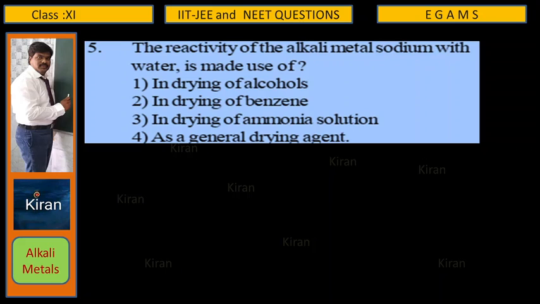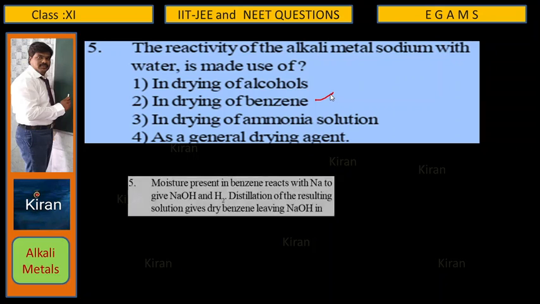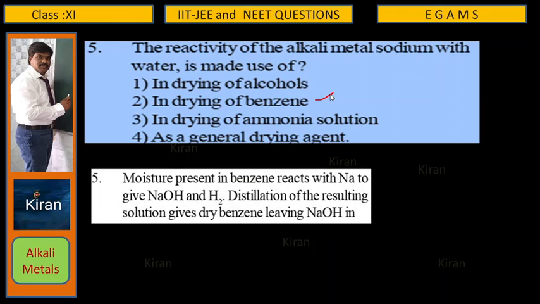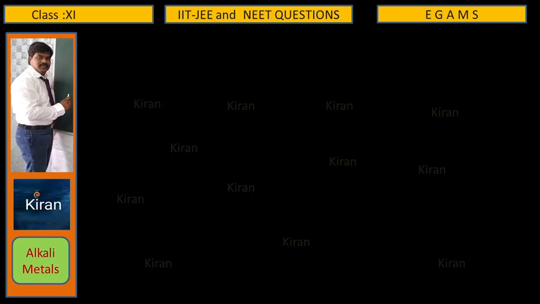The reactivity of the alkali metal sodium with water is made use of in drying of alcohols, in drying of benzene, and in drying of ammonia solution as a general drying agent. So absolutely the second one is the right option, in drying of benzene. Moisture present in benzene reacts with sodium to give NaOH and H2. Distillation of the resulting solution gives dry benzene, leaving NaOH in the flask.